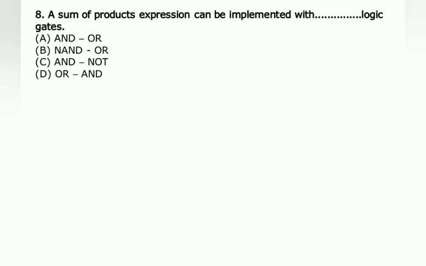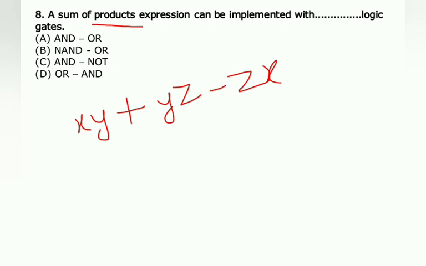A sum of products expression can be implemented with the dash logic. Here the name itself denotes the sum of products. That means first we perform the product form, like XY, YZ, and ZX. These are products, and we are performing the sum of these products.